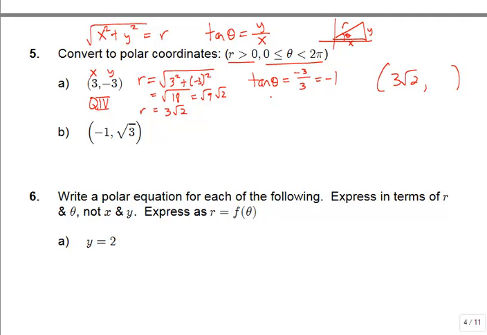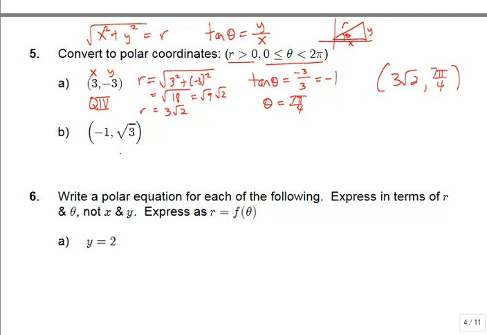Well, tangents are equal to 1s at pi over 4 type angles. So what's the name of the pi over 4 angle that is in quadrant 4? Well, that's equal to 7 pi over 4. So this theta is 7 pi over 4. That's the quadrant 4 angle that we would need to have tangent of theta be negative 1.